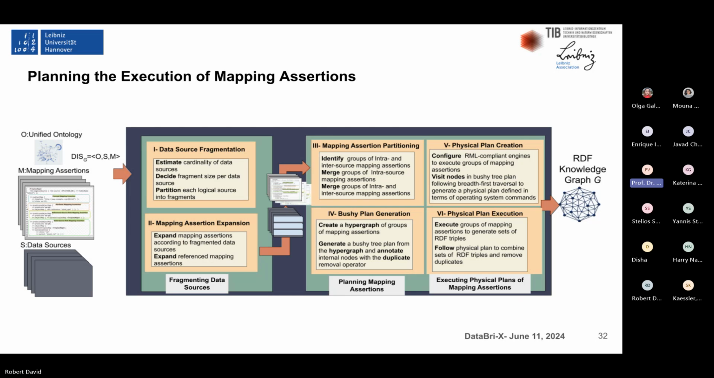Just to give you an idea, without going into much detail, we are able first to fragment the data sources in order to guarantee that we have normalized data sources as when we study relational databases. Then we are able to have the physical plans that minimize the execution time and the number of duplicates that are generated. In the case of the SDM-RDFizer, we execute using the physical operators and structures, but in the case of the other engines, we are able to pass the plan to the other engines and also execute the physical plan.